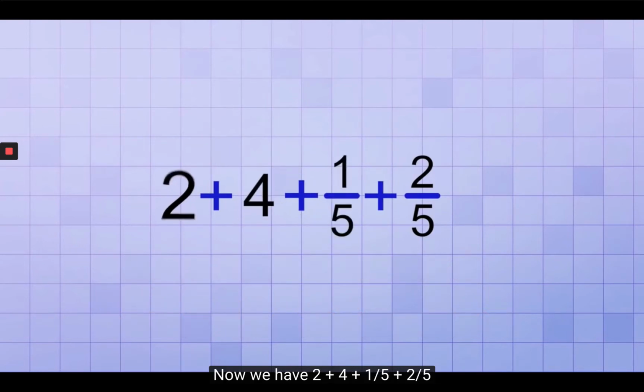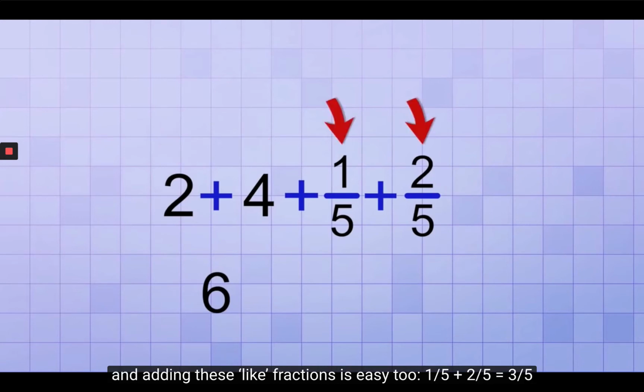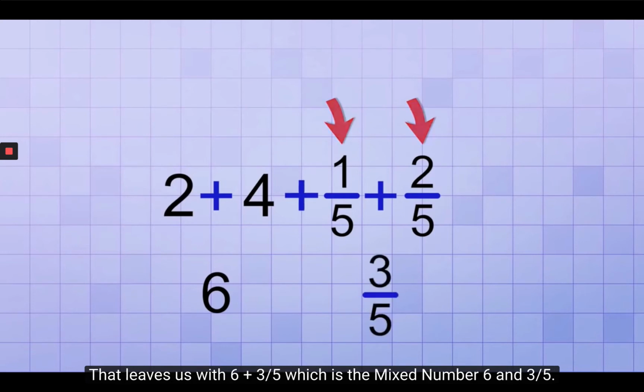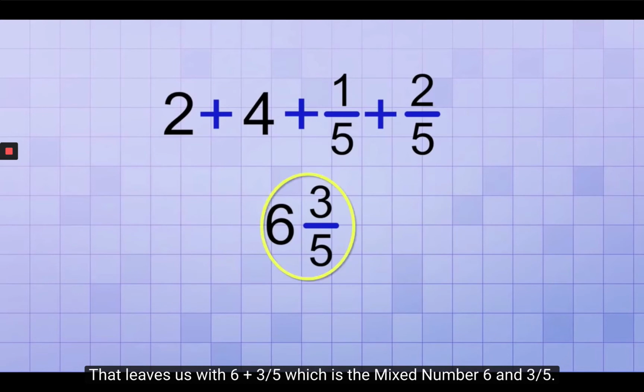That means we can rearrange this problem to make it simpler. Now we have 2 plus 4 plus 1/5 plus 2/5. Adding the whole numbers is easy. 2 plus 4 equals 6. And adding these like fractions is easy too. 1/5 plus 2/5 equals 3/5. That leaves us with 6 plus 3/5, which is the mixed number 6 and 3/5.